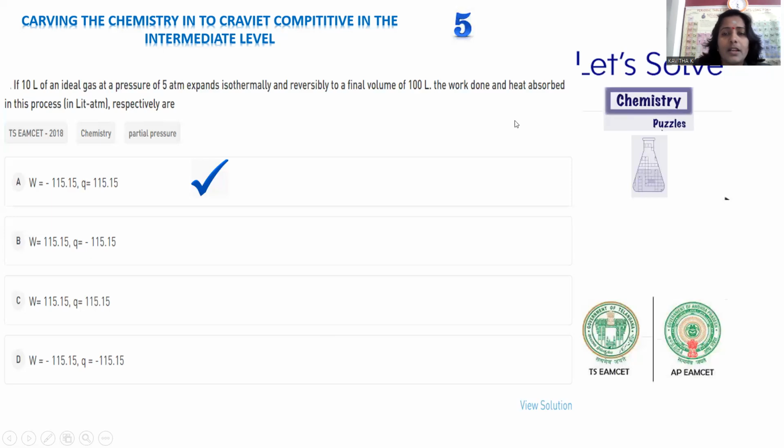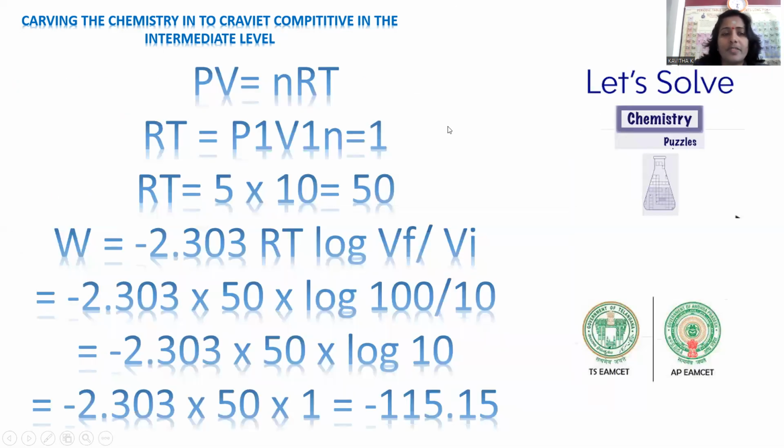So here, two parameters are to be determined. One parameter is how much work is done, and the second is the amount of heat absorbed, right? So the correct answer will be: work done is minus 115.15, then heat absorbed will be 115.15, right? So this is the way we can answer. Let's see how we can solve this problem, right?